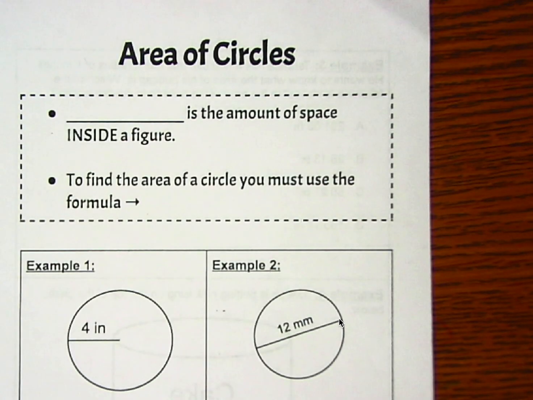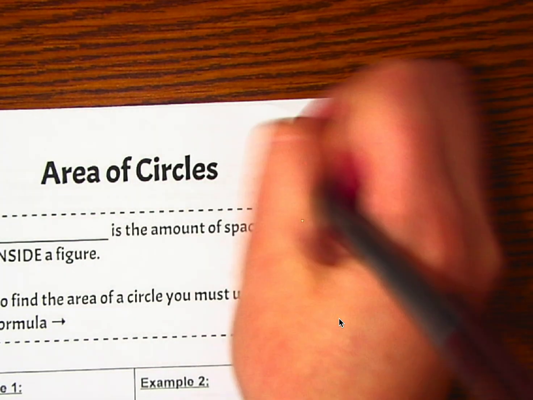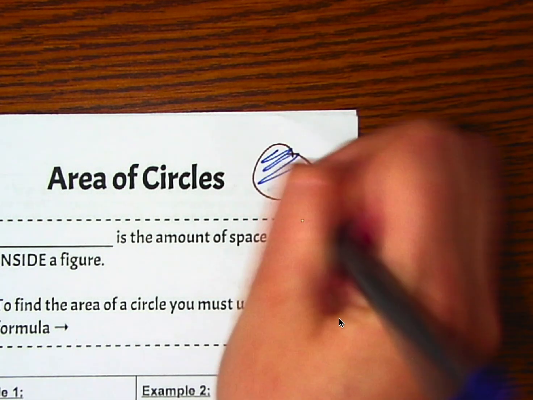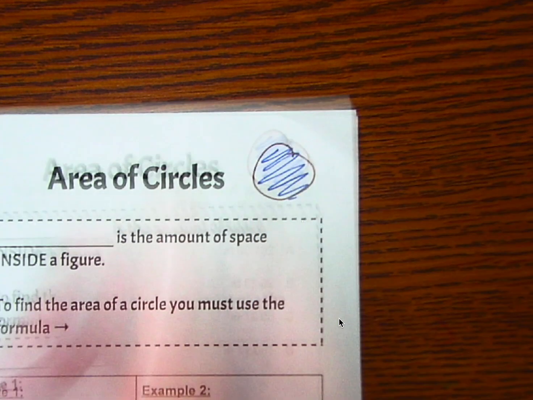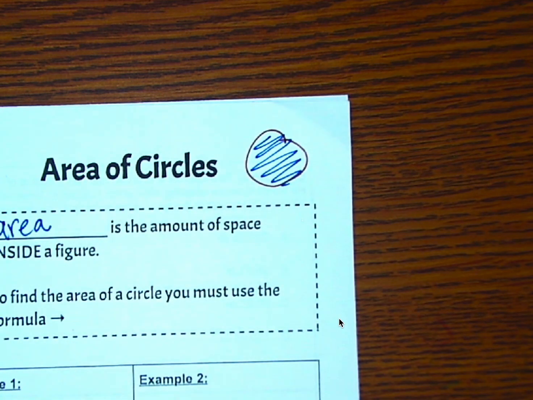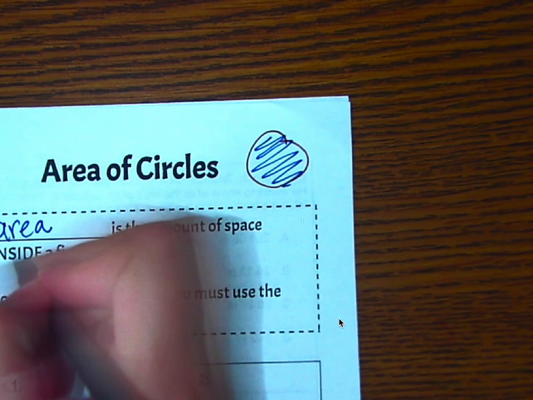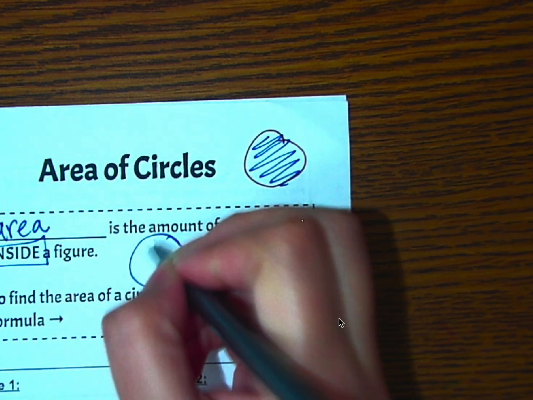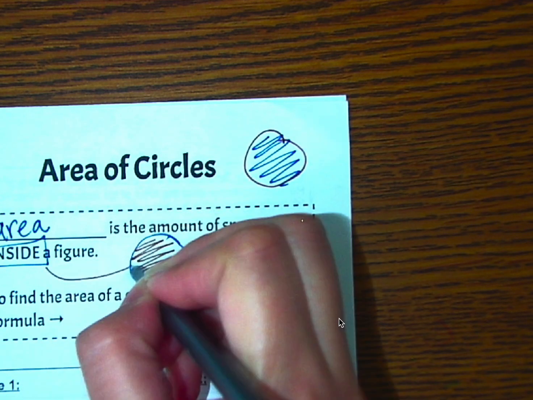We're talking about area of a circle. Let's draw our circle first. We're talking about all of this on the inside, all this right here. So that first definition is area. It is the amount of space inside a figure. So again, all this right here.